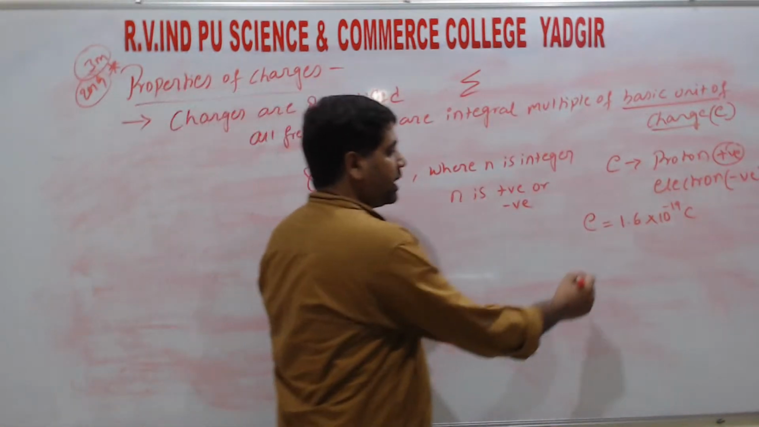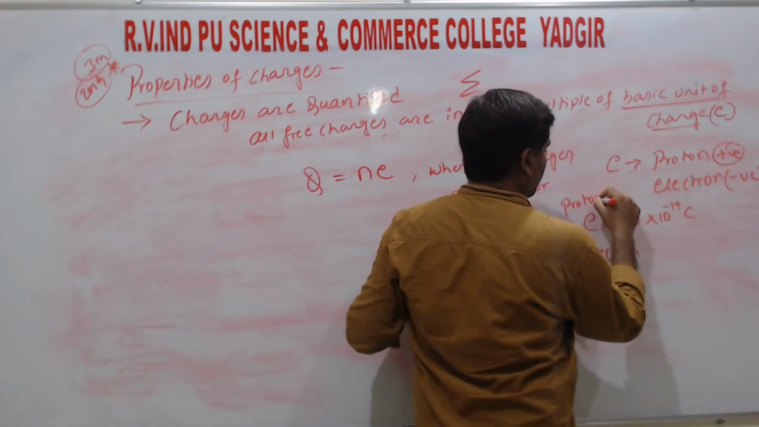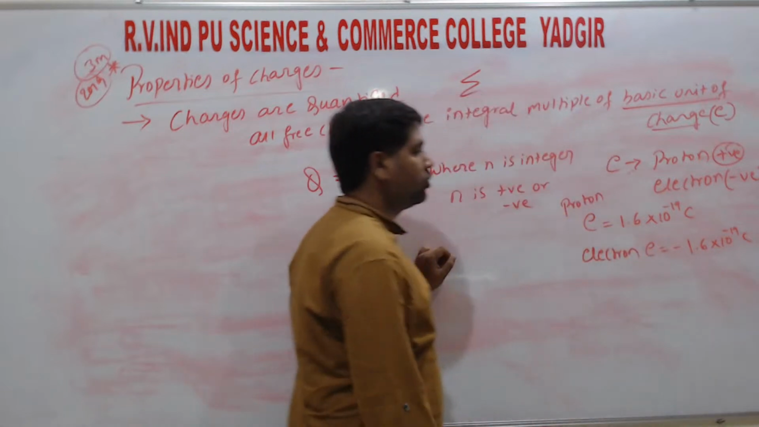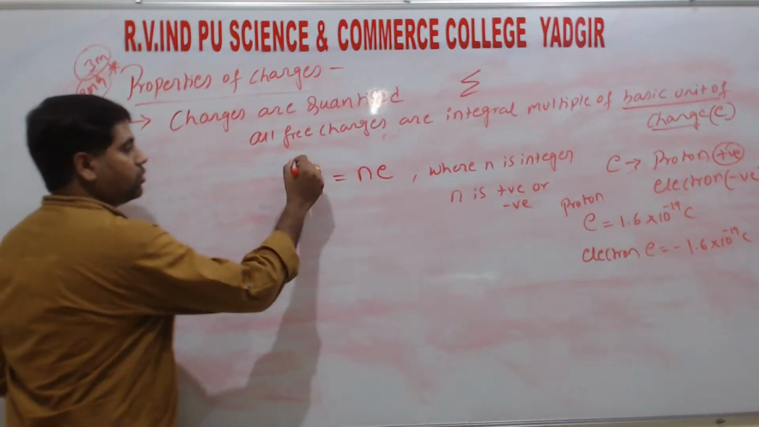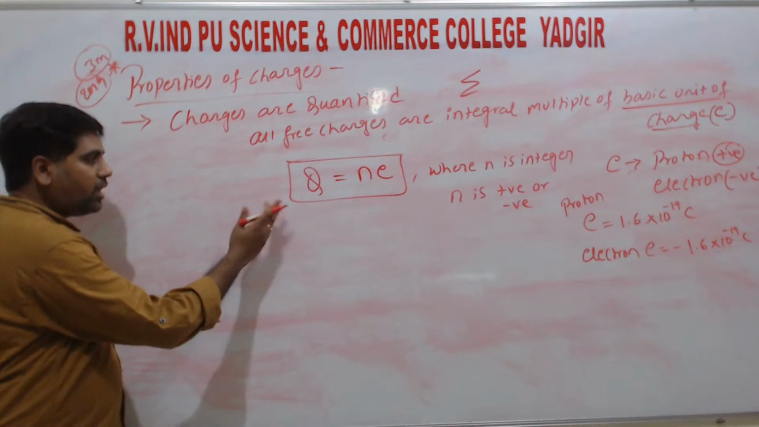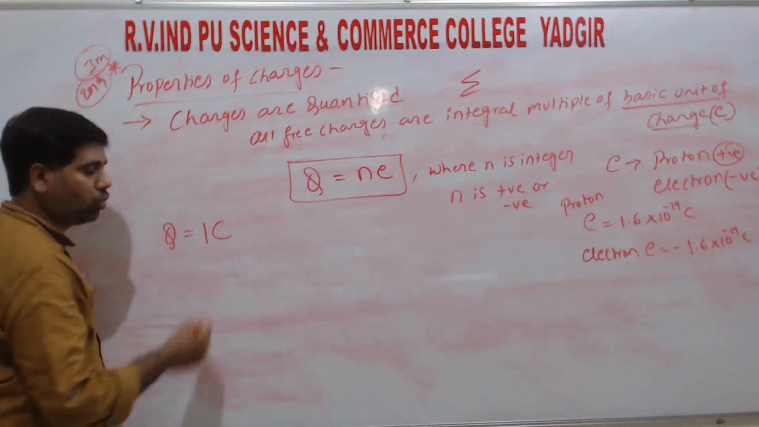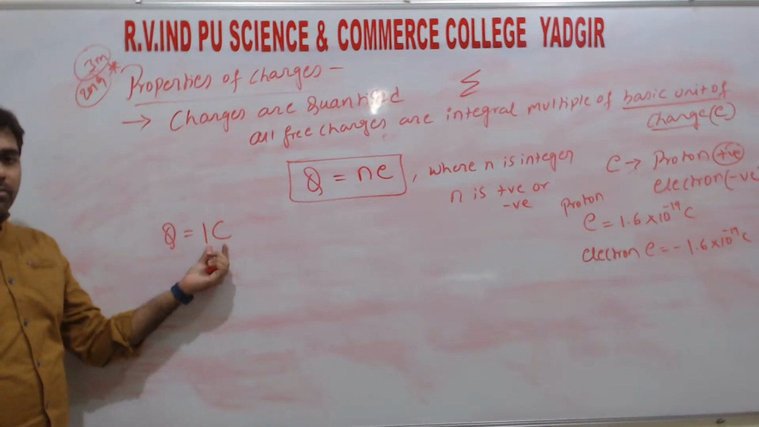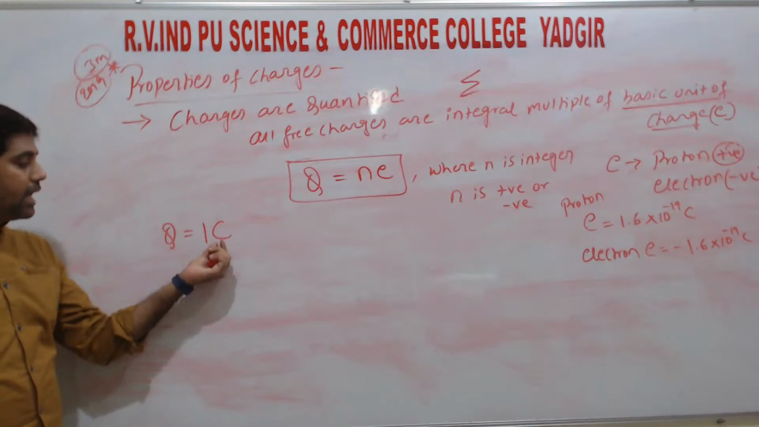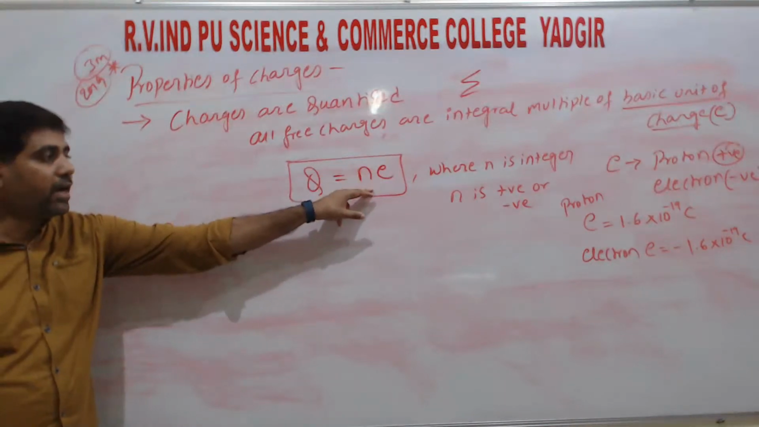For proton, we take the positive value. For electron, E is equal to minus 1.6 into 10 to the power of minus 19 coulomb. So this gives the quantization of charges. Any system having the charge Q equal to 1 coulomb, that means how many times it consists of the basic unit of charge E. That means we need to find N.